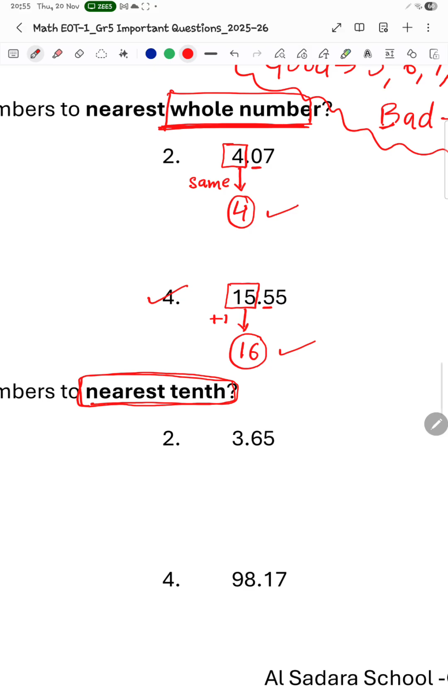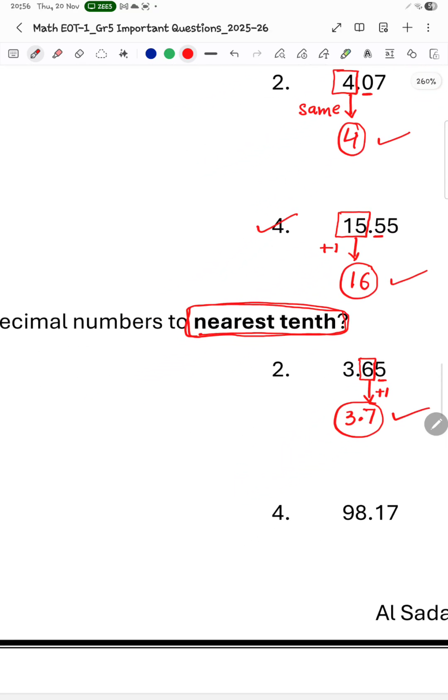Come to the next. Again nearest 10th. So I will put a box for the 10th place and look at the next digit. It is 5. Good number. I will give +1 to the box. So the box will become 7, and write all the numbers and decimal point before the box. So before the box I have dot and then we have 3. So my answer will be 3.7. That's it.